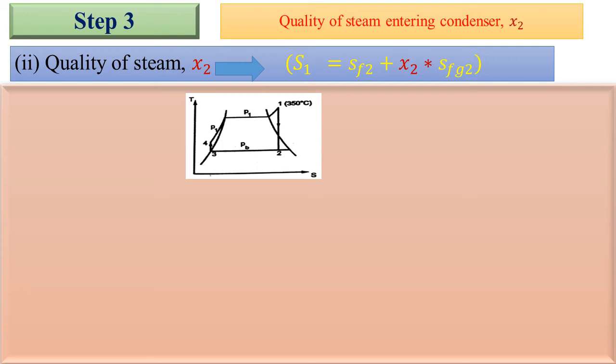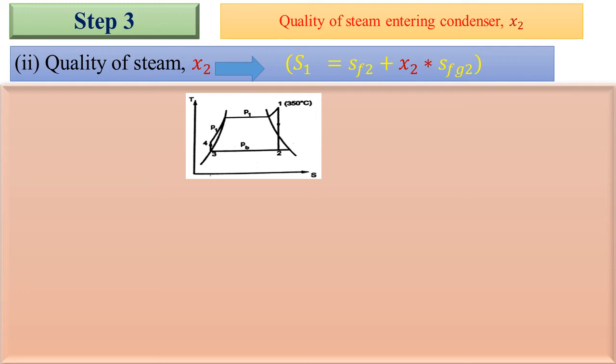We will find it by using the formula S1 is equal to SF2 plus X2 into SFG2. This formula is nothing but it stands for the isentropic process. From the TS diagram we can see process 1 to 2 is isentropic expansion over the turbine. For an isentropic process we can write entropy at point 1 is equal to entropy at point 2.